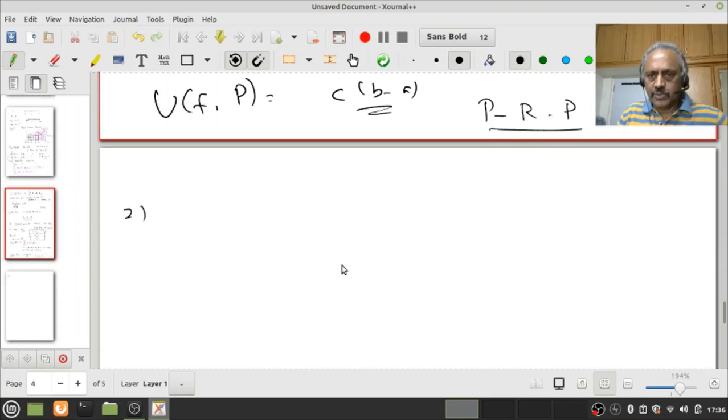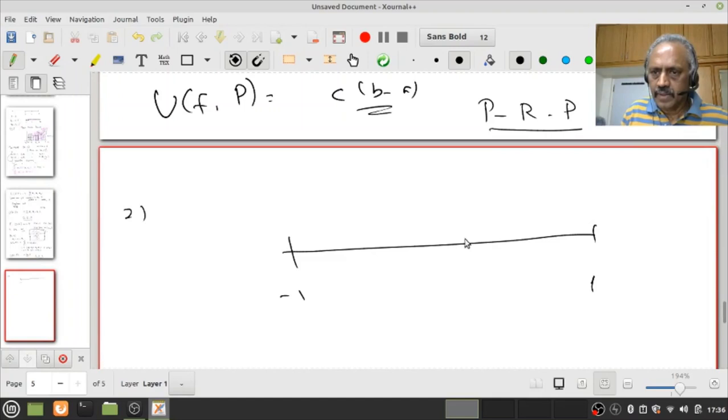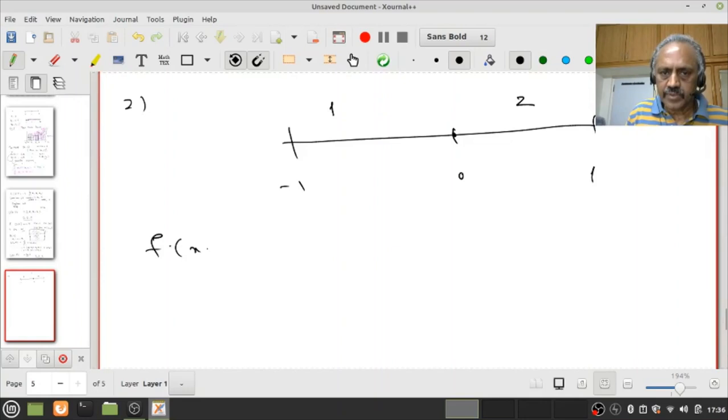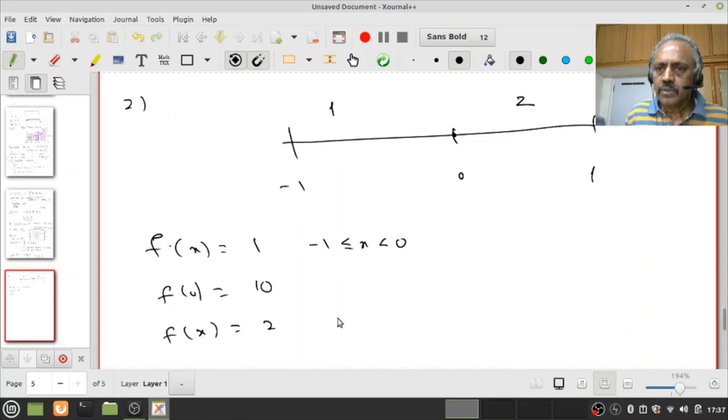Now let's look at another example. Let us assume my interval is minus 1 to plus 1, and 0. Here the value is, let us say, 1, and here the value is 2, and at 0 the value is 10. What do I mean by that? I mean that f(x) equals 1 if minus 1 is less than or equal to x less than 0, and f(0) is 10, and f(x) equals 2 where 0 is less than x less than or equal to 1. This is x equal to 0.